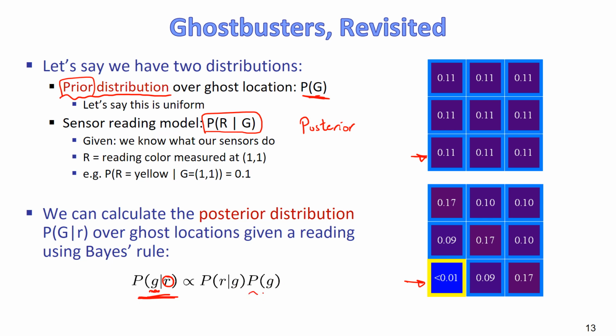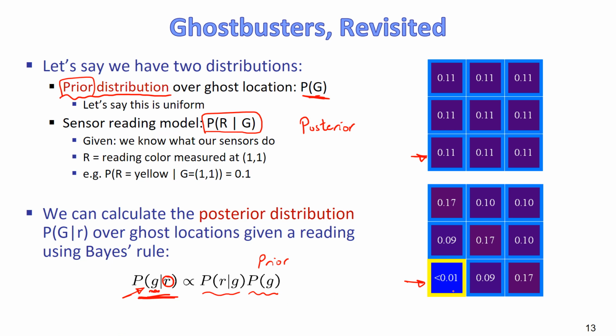Do we have this? Yes, this is the prior probability. Do we have this? Yes, this is the model. This is the sensor reading model. So, given this evidence, I can update my belief about the ghost location.